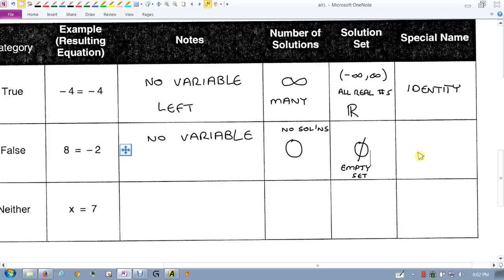The special name for this is a contradiction. See, your final statement is a contradiction. 8 equals -2? No, it doesn't. You're contradicting yourself.